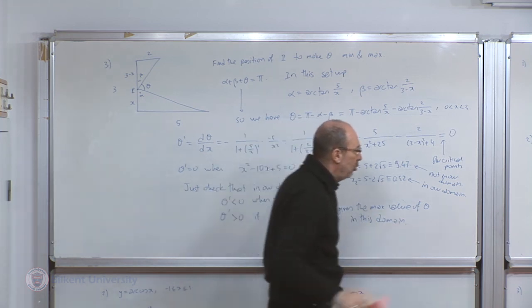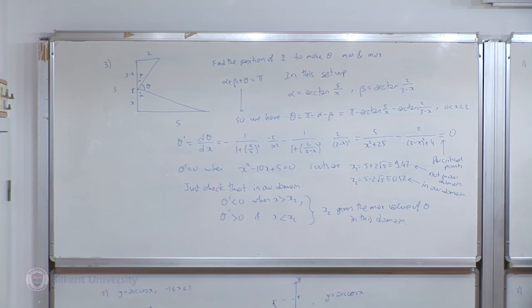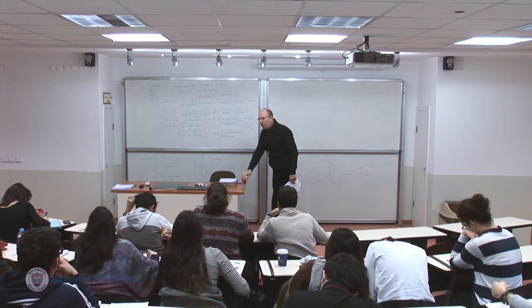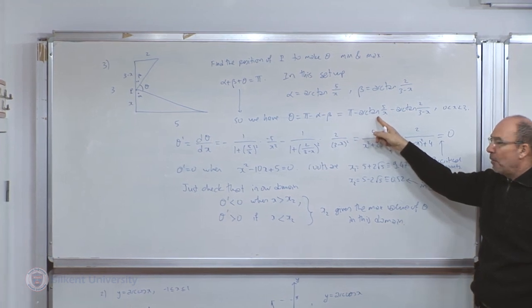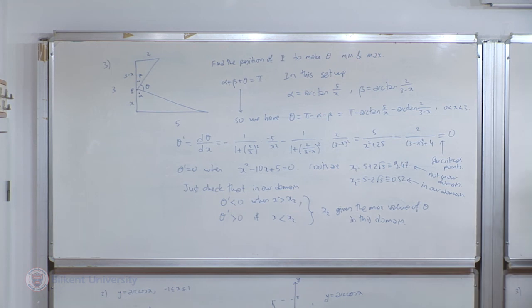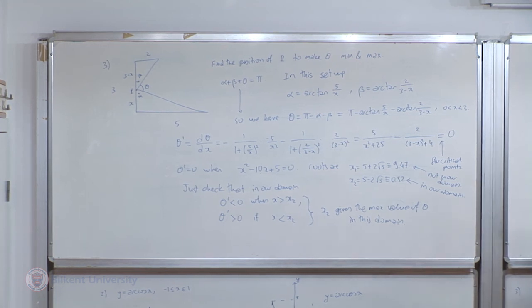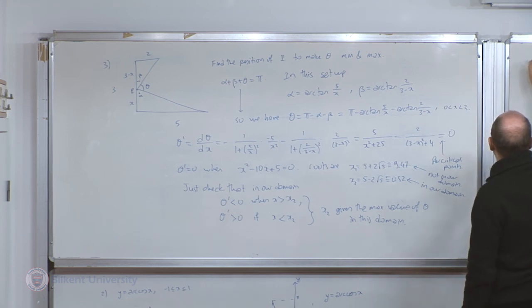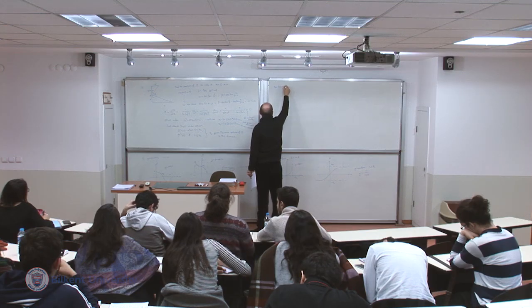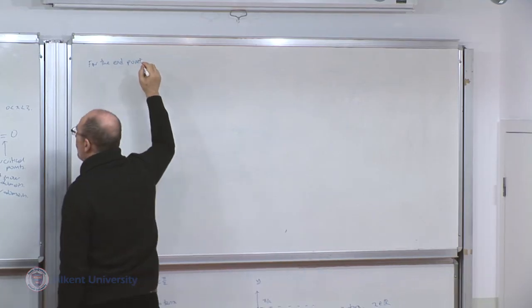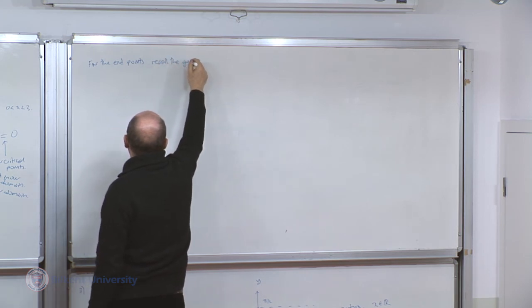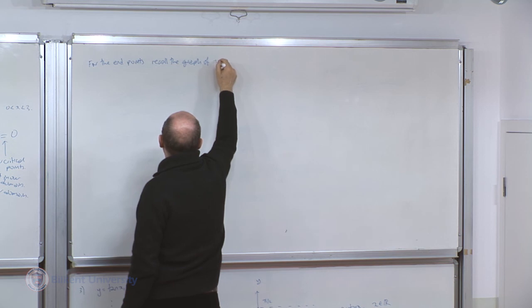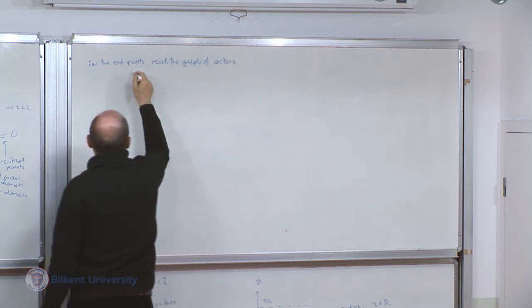Okay, so what remains is to look at the minimum. So we take the limits of this as x approaches the endpoints. That's another place where we use our knowledge about the graph of arctangent. So remember the graph of arctangent. So for the endpoints, recall the graph of arctangent. Okay, so it was something like this.